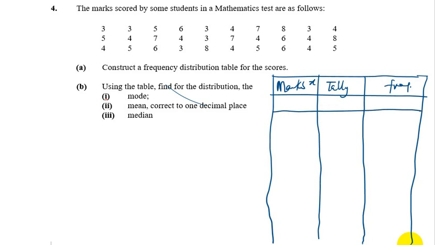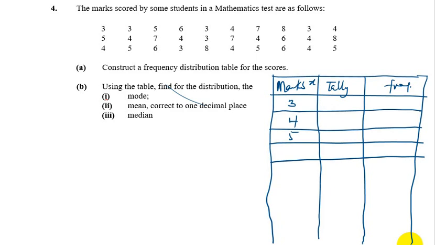So the marks, we have 3. We also have 4. We have 5. We have 6. We also have 7, and we have 8. Do we have 9? We don't have 9. We don't have 10. Okay, so that's it. So now let's count them.